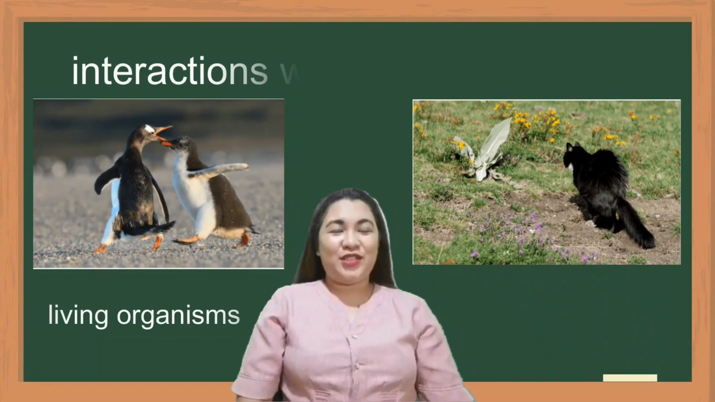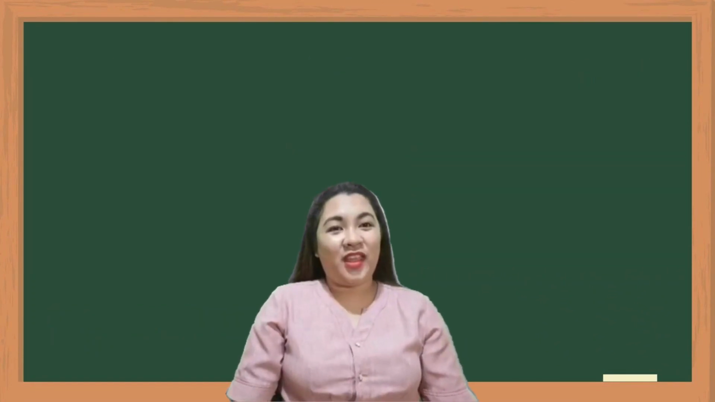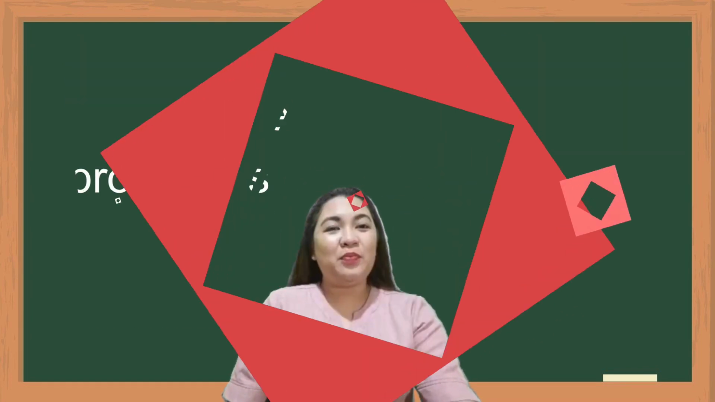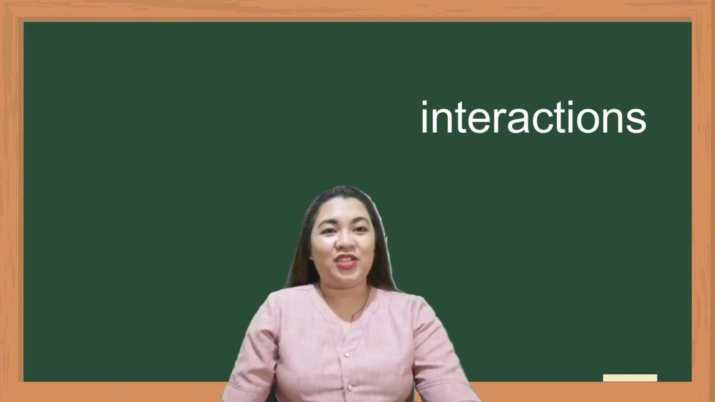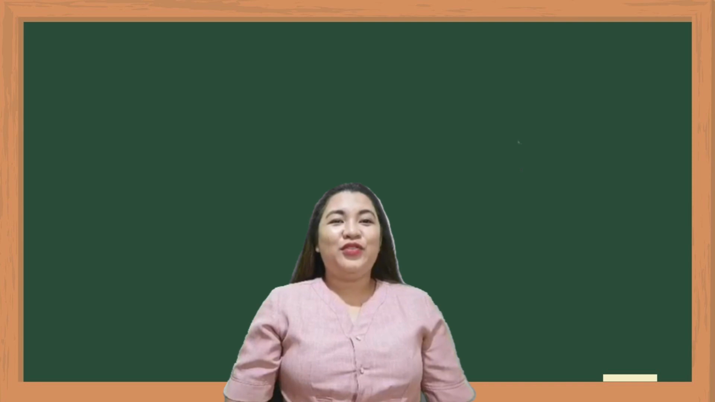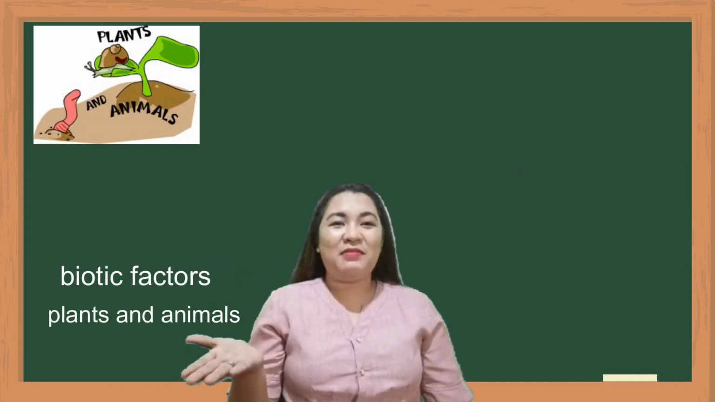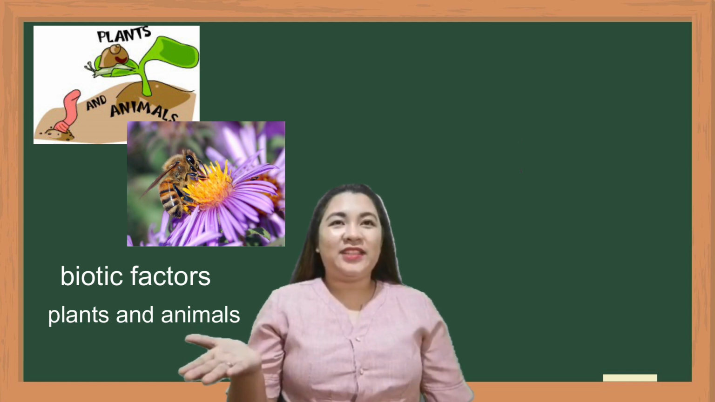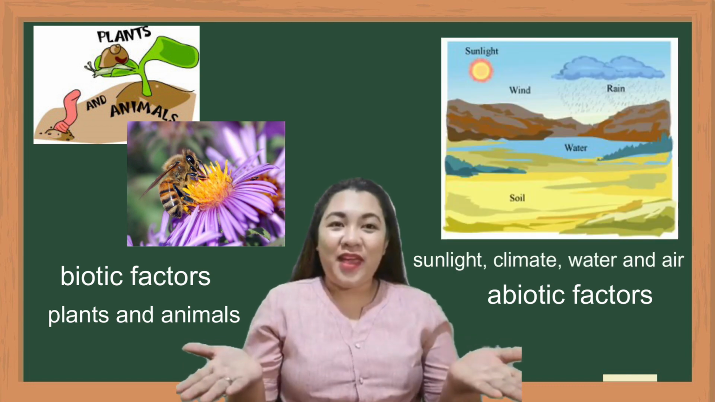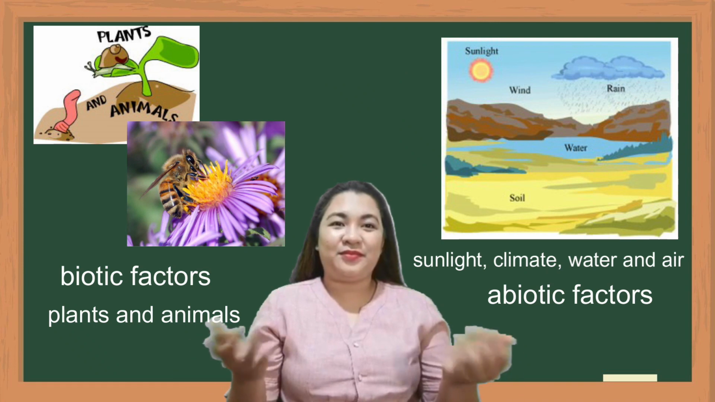In the previous lesson, you've learned that living organisms carry out a range of interactions with their environment. The environment plays a crucial role in important life processes and interactions. Also, you've learned about how the biotic factors such as the plants and animals relate to one another and how the abiotic factors such as sunlight, climate, water, and air affect such relationships.